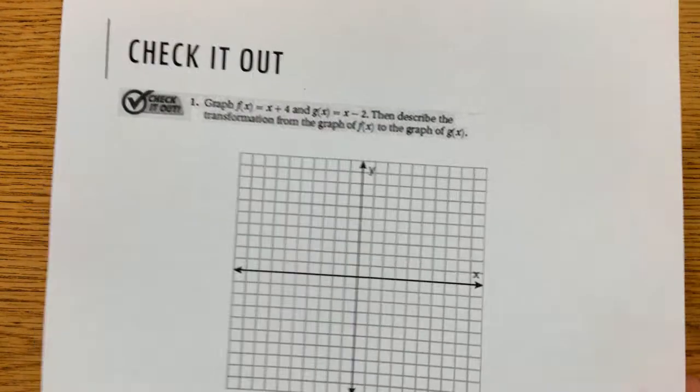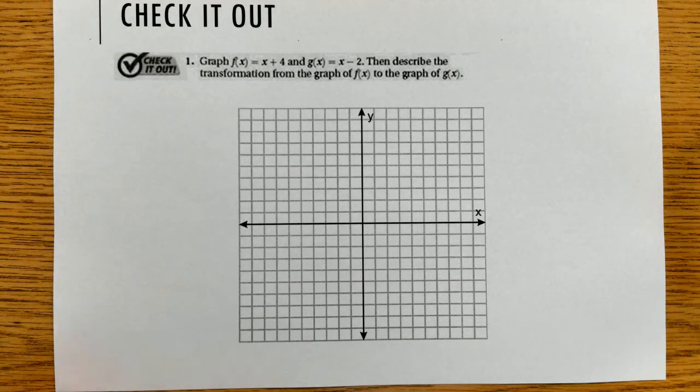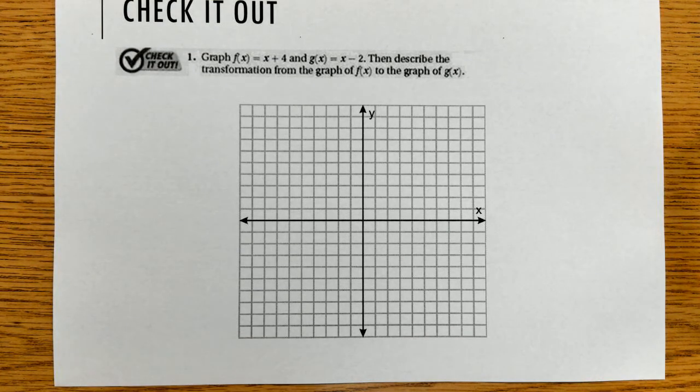So now we have a check it out problem. It says graph f of x equals x plus 5 and g of x equals x minus 2. Then describe the transformation from the graph of f of x to the graph of g of x. So go ahead, take a moment, pause the video, try this one on your own, and then resume when you are ready to check your answer.